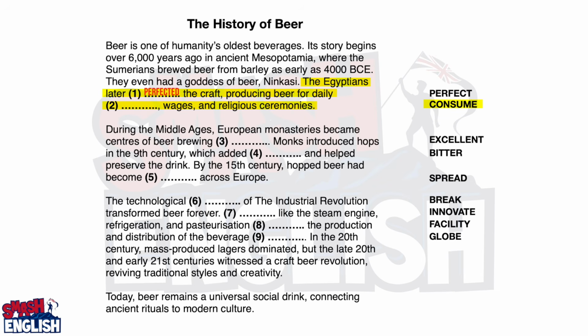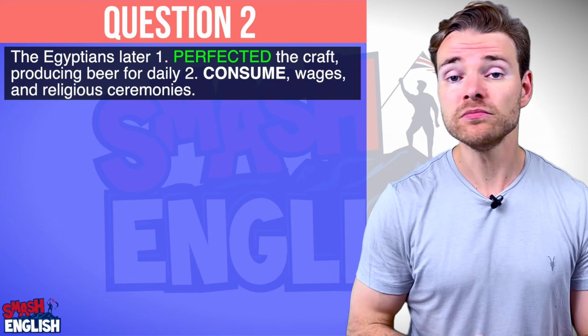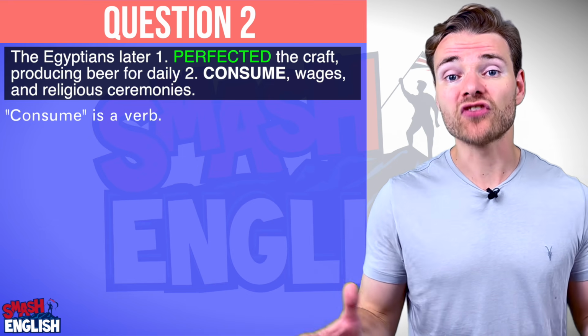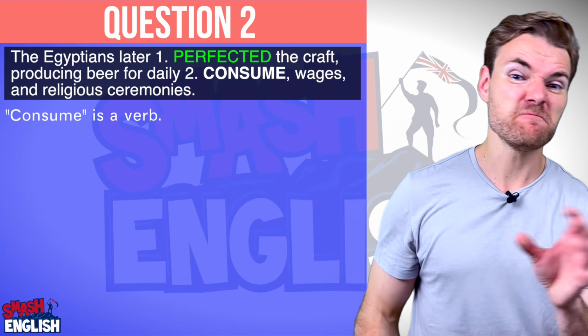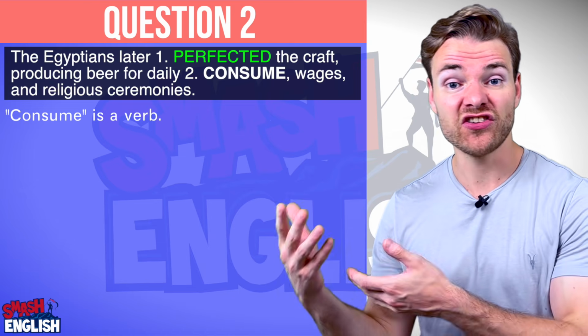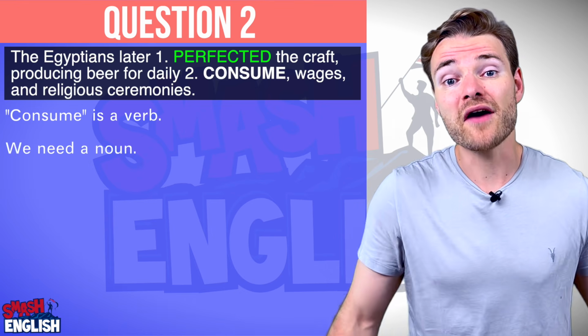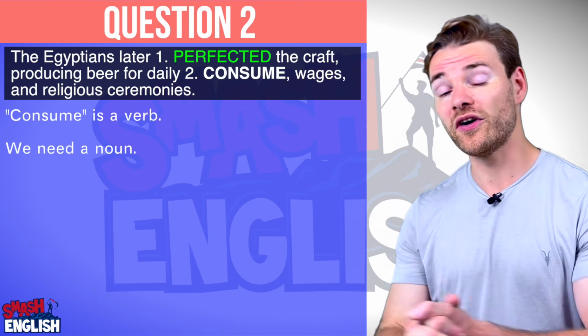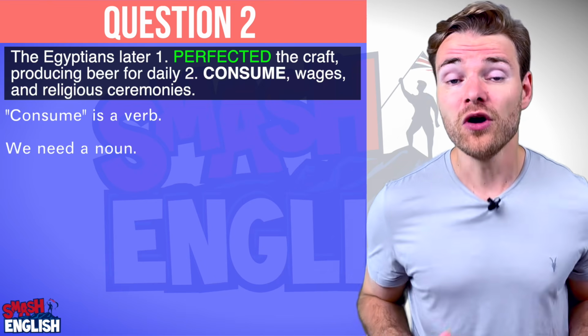The Egyptians later perfected the craft, producing beer for daily consume, wages and religious ceremonies. What type of word is consume? Well, it's a verb. And what type of word do we need? Well, our gap is part of a list: wages and religious ceremonies. So I think then that we need a noun. We also have the preposition for, and because for is a preposition, we always need an object after it. So yeah, for sure, we need a noun.